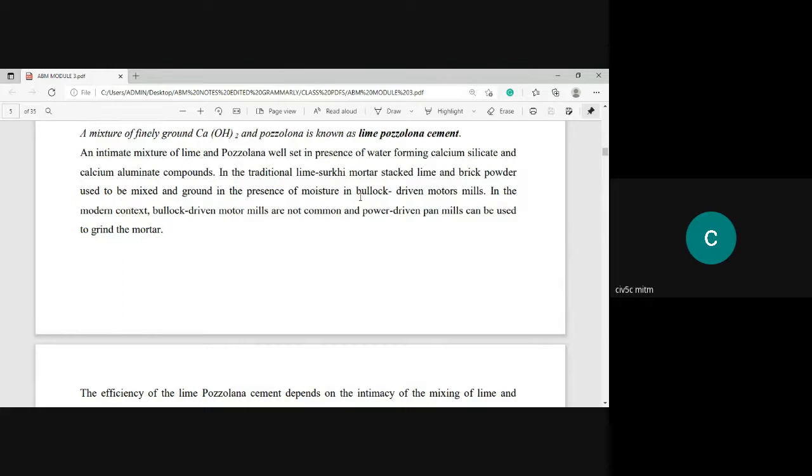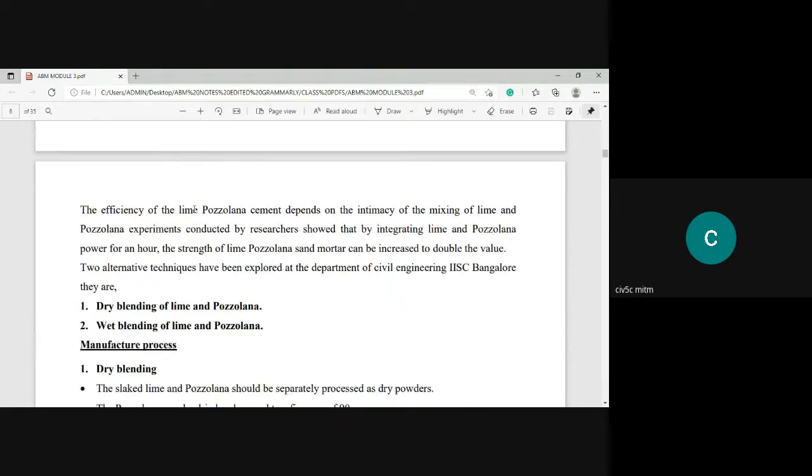Did you get my point? Now the efficiency of the lime pozzolana depends upon the intimacy of the mixing of lime and pozzolana. So this is very important. The efficiency of lime pozzolana cement will depend upon the intimacy of mixing lime and pozzolana.